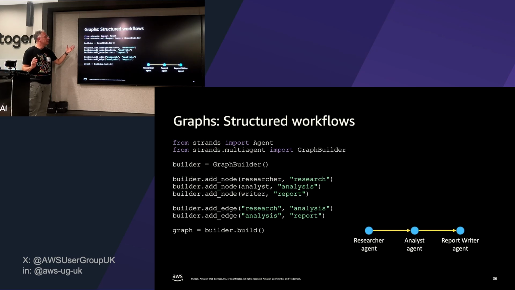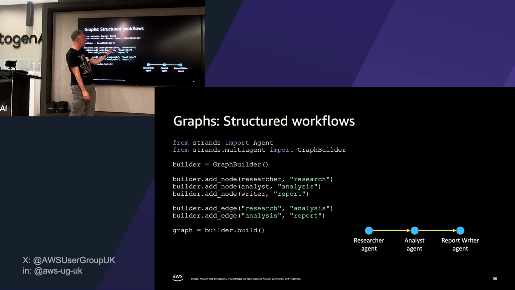The second approach is the graph. That is similar to what you do with tools like LangGraph. So in Strands, you create a graph builder, and then you can add nodes to the graph. Each node is an agent, so the researcher, the analyst, and the writer that you defined similar to before. And then you can connect the nodes, so the agent, by adding an edge.